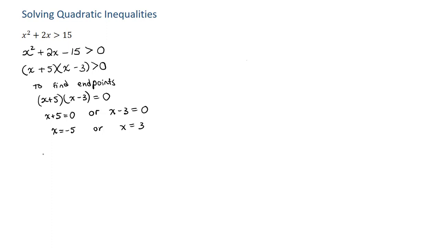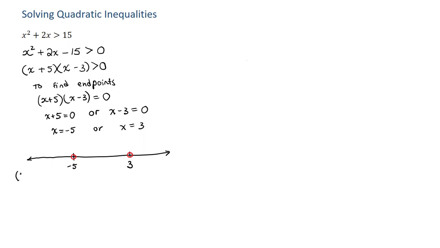The next thing we can do is put these endpoints on the number line. Let's say negative 5 is somewhere here, and let's put 3 over here. Because our inequality did not contain the equal sign, we're going to have open intervals. We can indicate that with an open circle. If it did contain the equal sign, we would put a solid circle instead. Now let's test each interval to see where our solution would be.